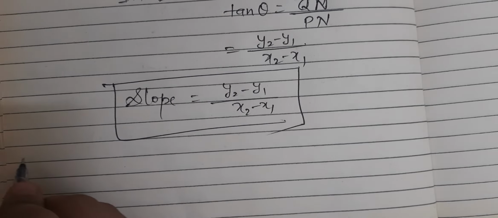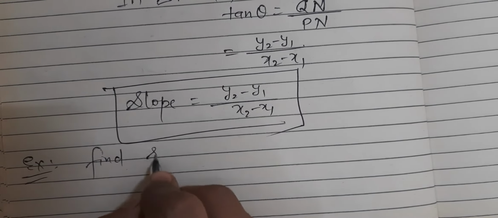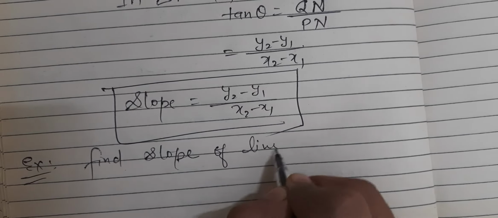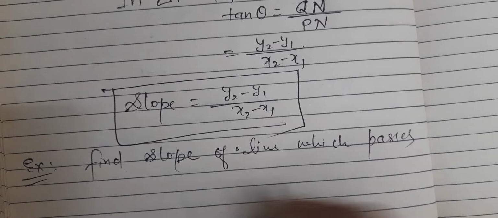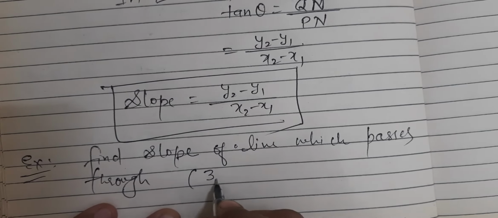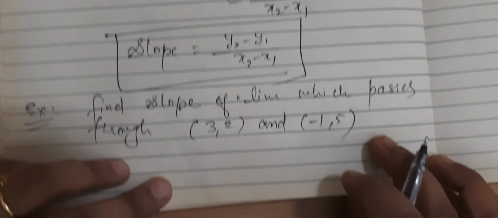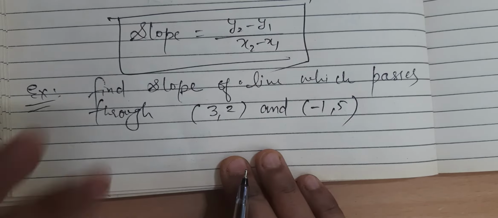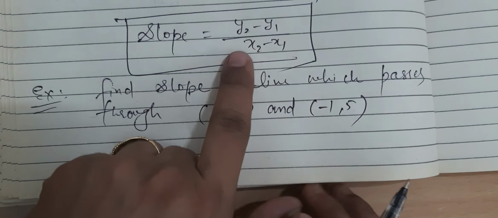Let us take an example. The question is, find the slope of a line which passes through the 2 points whose coordinates are 3, 2 and minus 1, 5. We have to find the slope of the line which passes through these 2 points. So here we have to find the slope, but we don't know theta. Theta is not given. So of course we will use this formula.